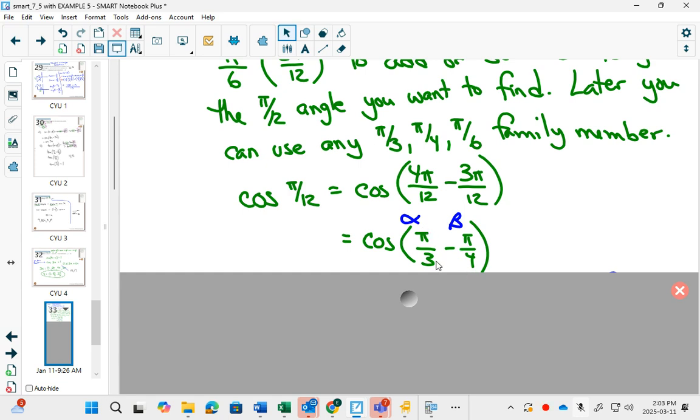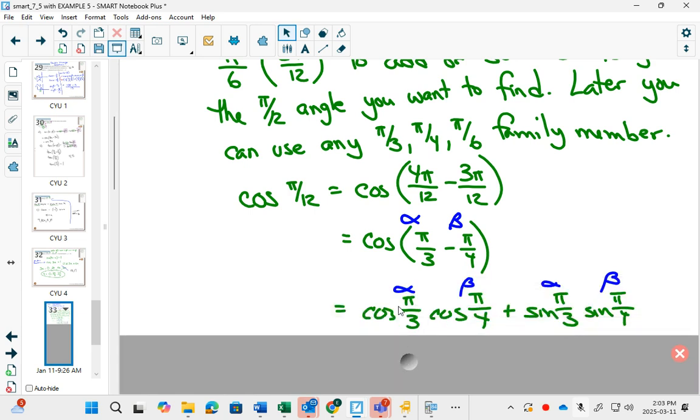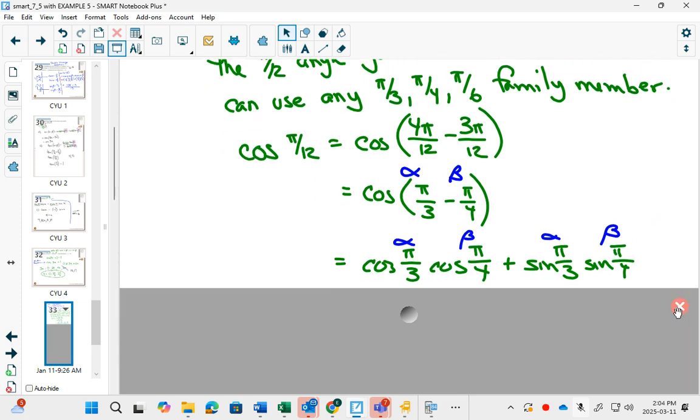Here, we know what alpha is and we know what beta is. So unlike the survey that we did earlier, this time when you plug it in, you know alpha, you know beta. So we'd have cos alpha, cos beta, plus sine alpha, sine beta. And this is just using your formula. And then all 4 of those are on your regular pi plate.